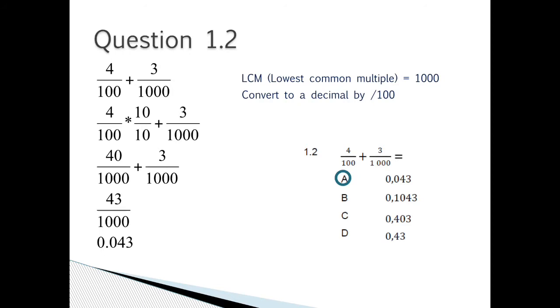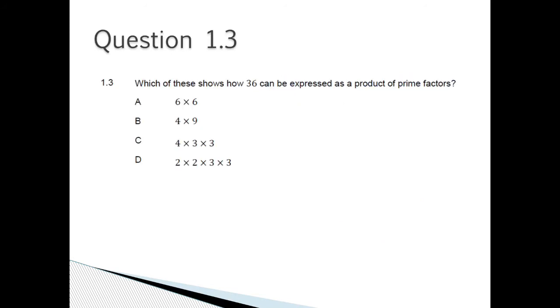This will give you 40 over 1,000 plus 3 over 1,000, which will give you 43 over 1,000. And if you convert this to a decimal, it will equal 0.043. You had to find the lowest common multiple, which was 1,000, and then you needed to convert to the decimal by dividing by 100. So the answer for 1.2 is A, 0.043.